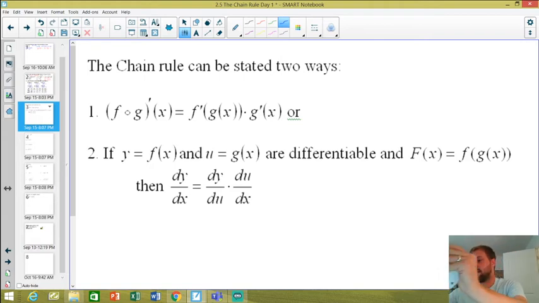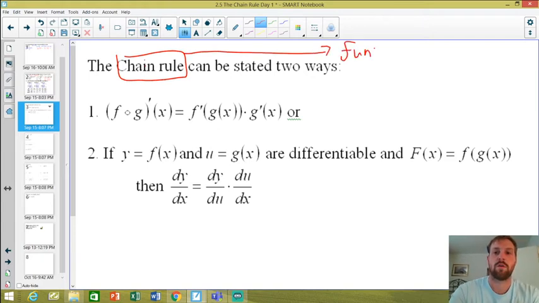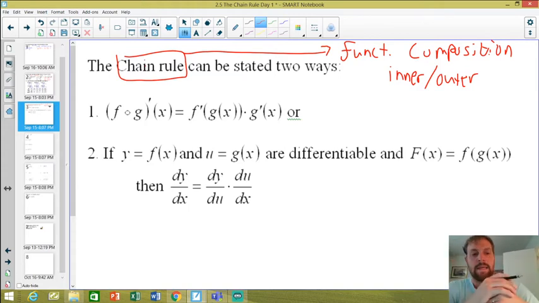And honestly, guys, I write it just the first way. The second way looks a little confusing. I don't want you to worry about it. But again, just to clarify, chain rule is used whenever we have function composition. Okay, function composition. Whenever we have an inner and an outer function.